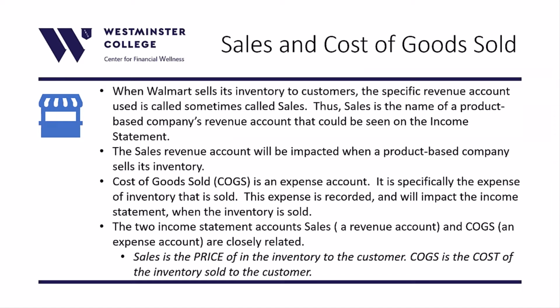Cost of goods sold is an expense account used in inventory sales. The cost of inventory sold to the customer will be recorded in this account. As we will see in analyzing the next transaction, the difference between the sales price and cost is the gross profit that the company will make. So let's go ahead and analyze this.